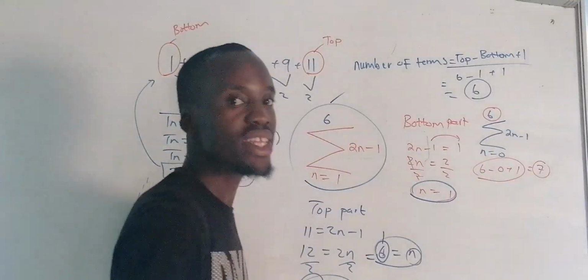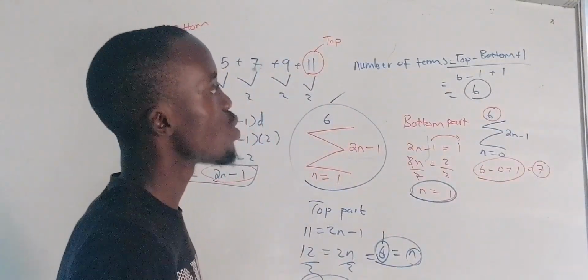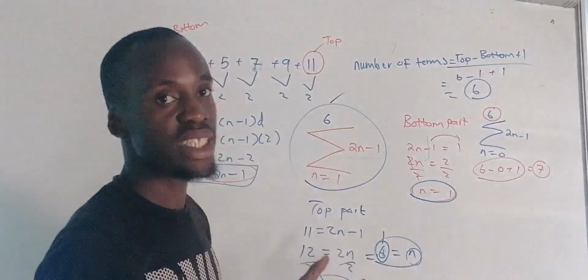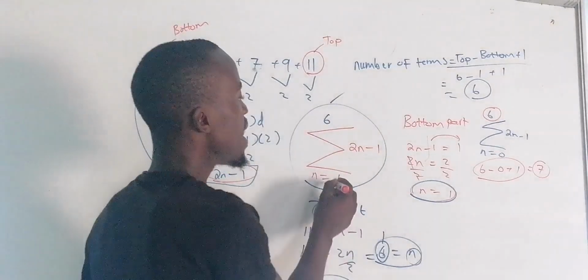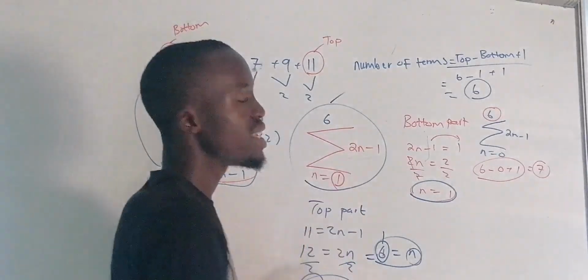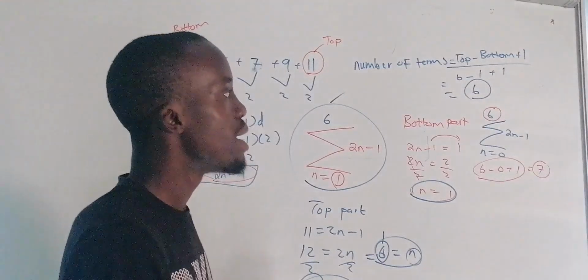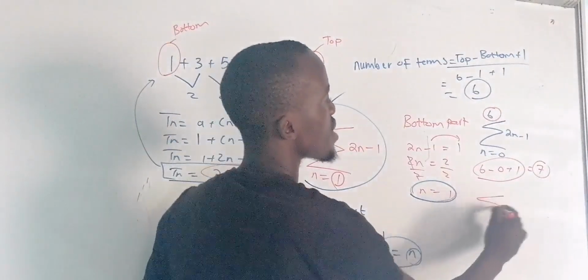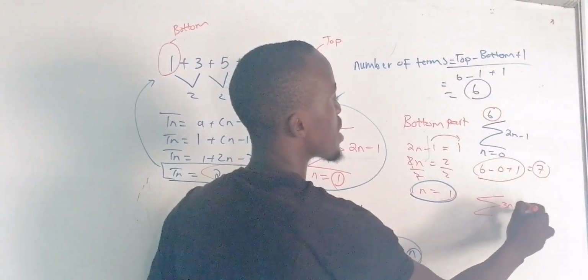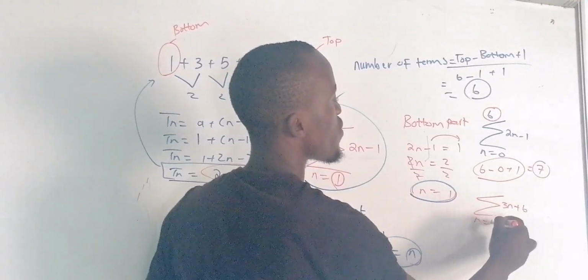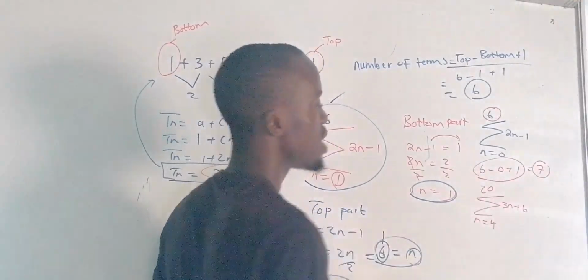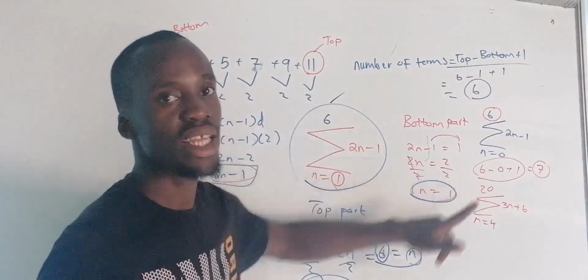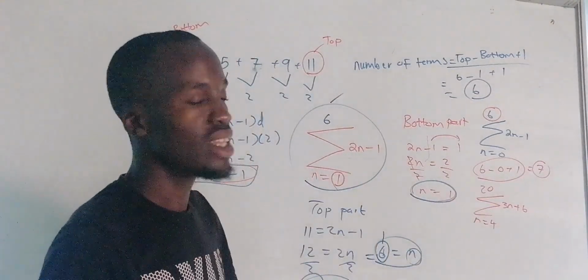It is not always the case that this top part will be the number of terms. It will only be the number of terms if the n here is 1. But if it's not 1, make sure that you perform the calculation. So let me say we have 3n plus 6, n equals 4, and the top is 20. Then they want you to calculate the number of terms. You are not going to take that 20 as the number of terms.